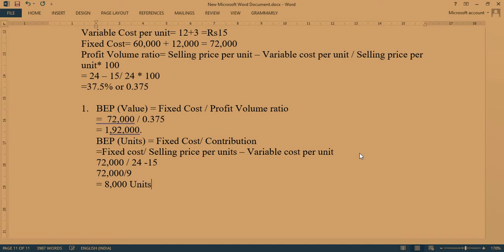8,000 units as the break even point. Okay, now the next important thing we have to find is the sales units to earn a profit of rupees 90,000. Okay, now we have to find a solution for this. Again, sales, open the bracket, unit.